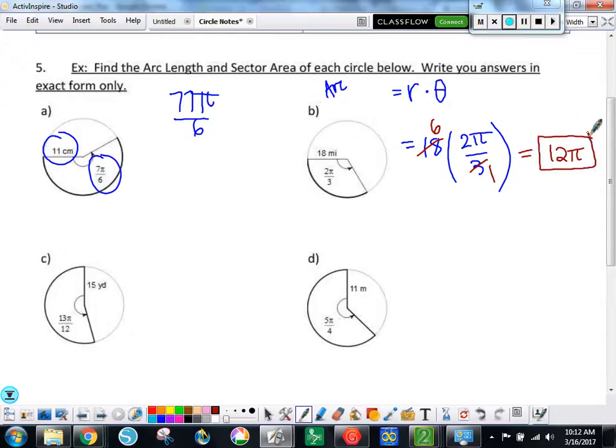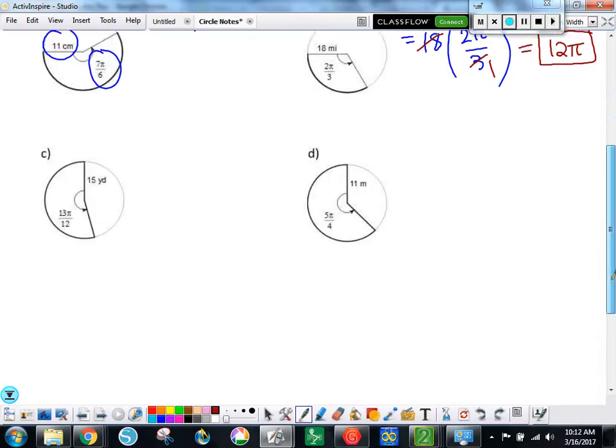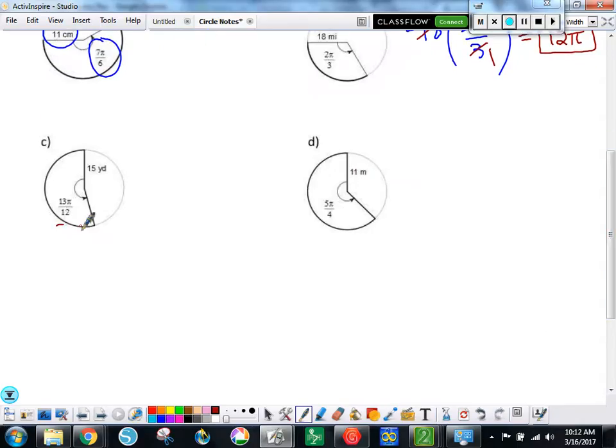Everybody say thank you, Brooklyn. Okay. Very good. Let's do another one, part C. Do we have a central angle in radians? It has to be radians. We have a radius. So our arc length, I don't know how to abbreviate that, equals the radius times what? 13 pi over 12. Is anything simplified here?